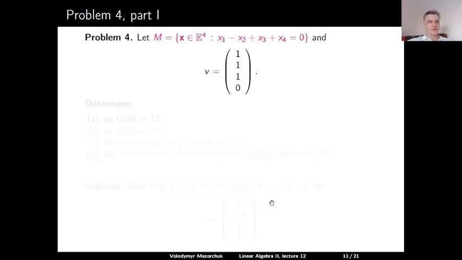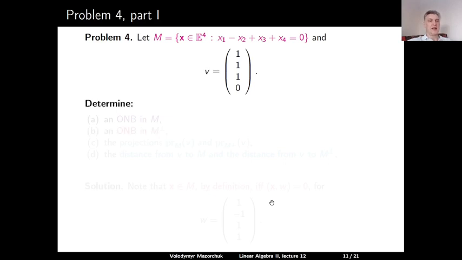Problem 4. Let M be the set of all vectors x in the Euclidean space E4, which satisfy the equation x1 minus x2 plus x3 plus x4 is equal to 0. Let V be the vector (1, 1, 1, 0).